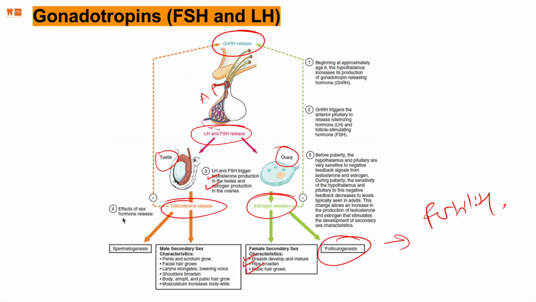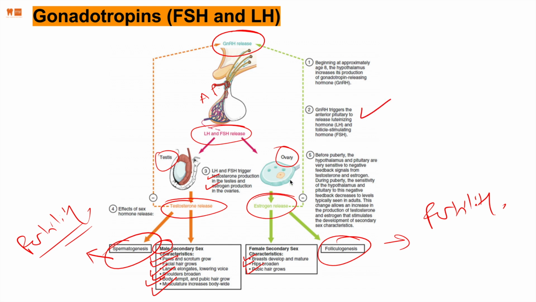Lastly, testosterone is the effect of sex hormone on men. Penis and scrotum growth, facial hair growth, larynx lowering of the voice, so your voice becoming deeper and deeper, as if we've gone from adolescents to adults. Okay, shoulders broaden, body, armpit, pubic hair growth, and muscular increase body wide. Also causes spermatogenesis. That also is fertility, guys. Okay, when all of that is done, GnRH triggers the anterior pituitary.